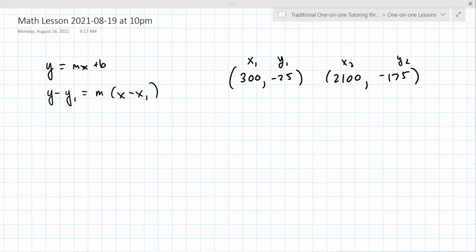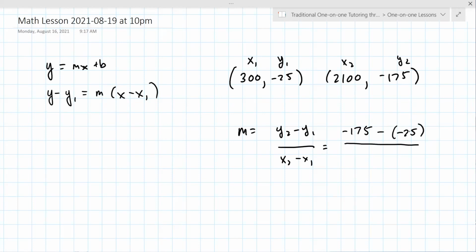So the first thing we have to find is the slope. The slope is y2 minus y1 over x2 minus x1. So we're going to substitute these values in: minus 175 minus minus 25. That goes in parentheses, that way you know to distribute the negative. And then 2100 minus 300.